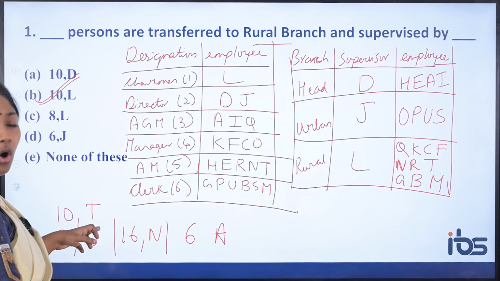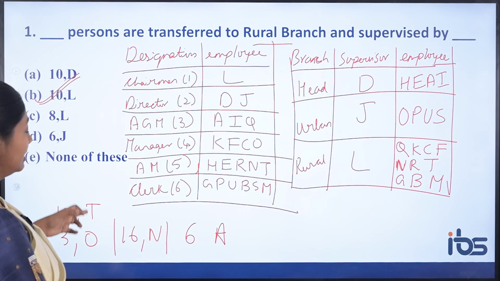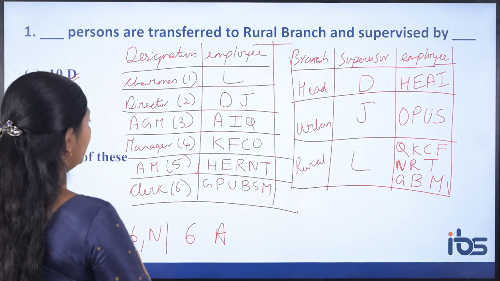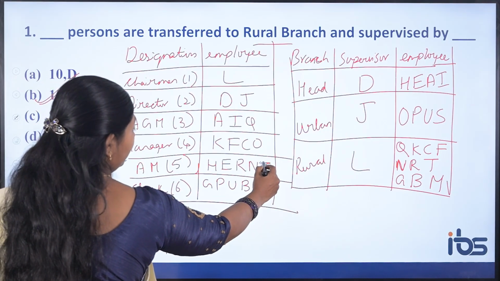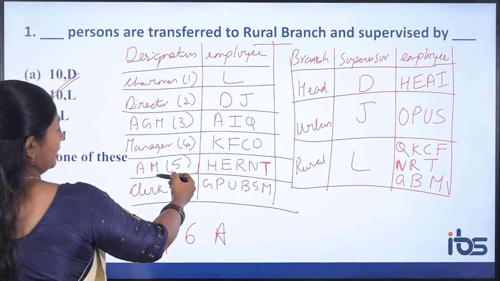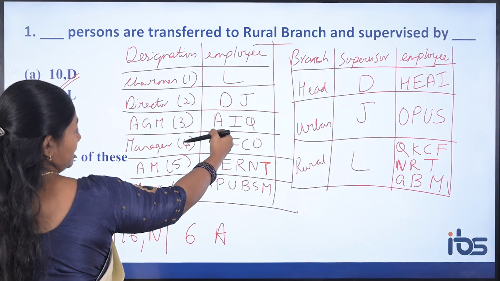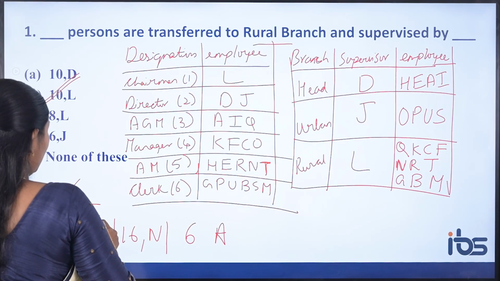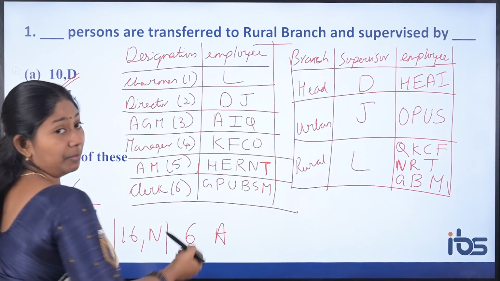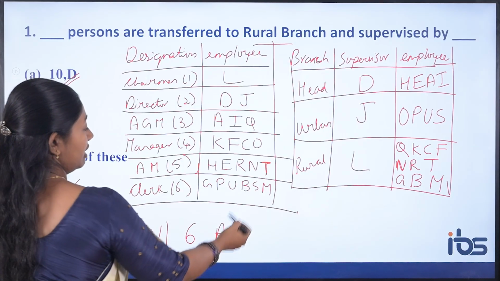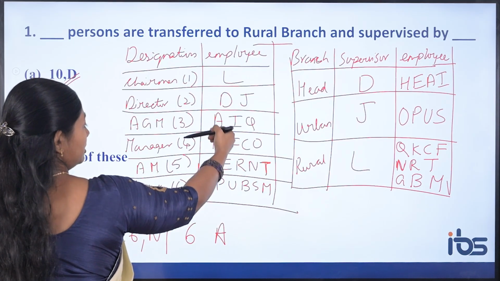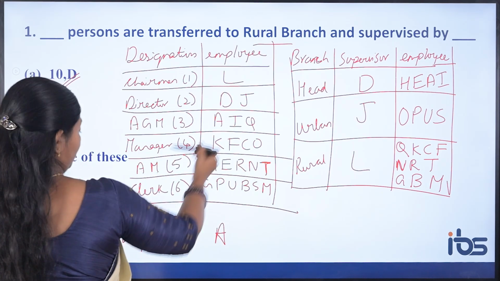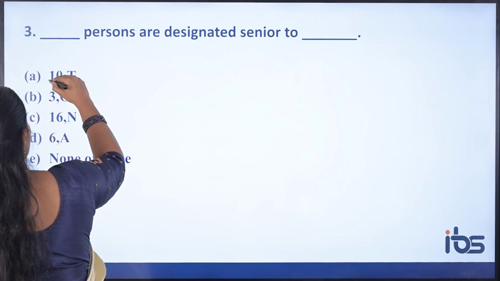If you see the first option, verifying it: 10 persons are designated senior to T. Where is T? T is the assistant manager. Is there 10 persons? Count the number of persons: 7, 8, 9, 10. Yes, 10 persons are designated senior to T. Other option, 3 and O. O is here, and it is not 3 persons designated senior to O. 16 and N. N is here. Do you have 16 employees? No. Then 6 and A. A is here. You don't have 6. So option 1 is the right answer.